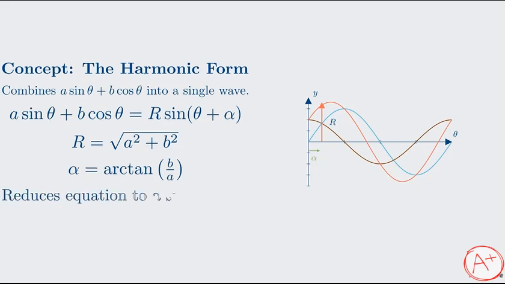Using this form transforms an equation with 2 different trigonometric ratios into an equation with just one, which we can then solve using standard inverse trigonometric methods.